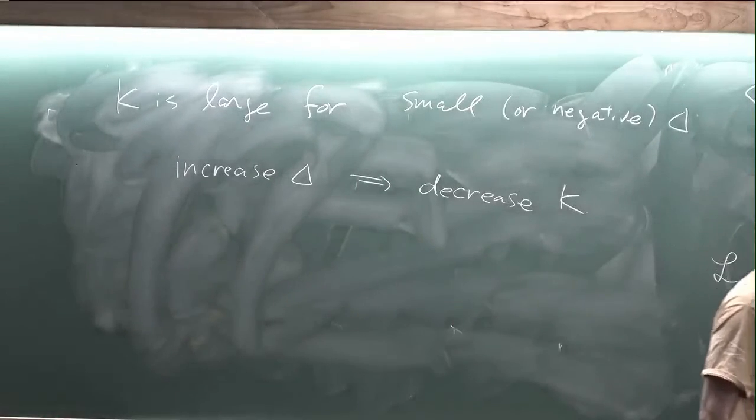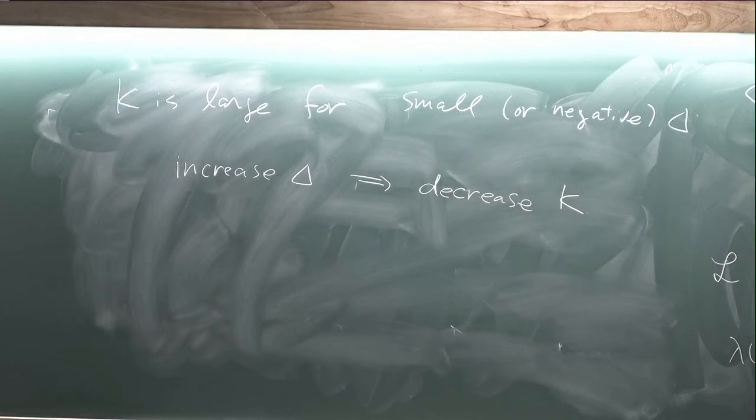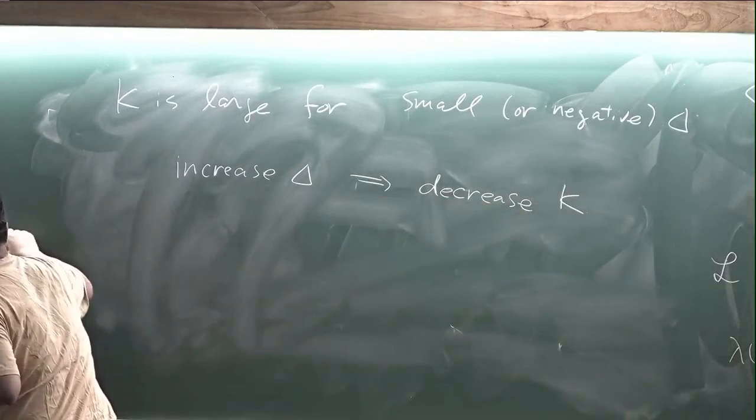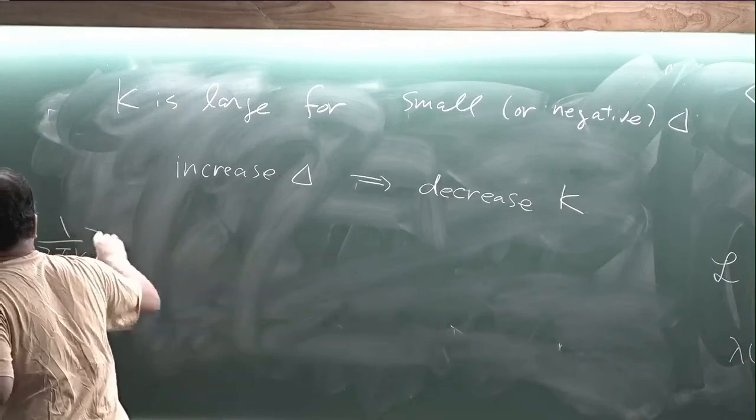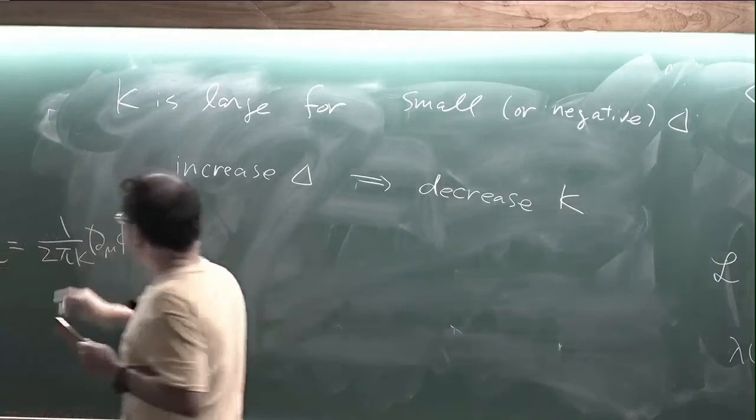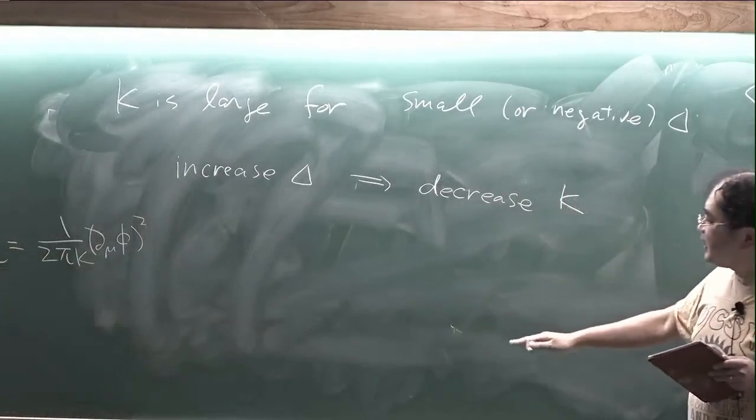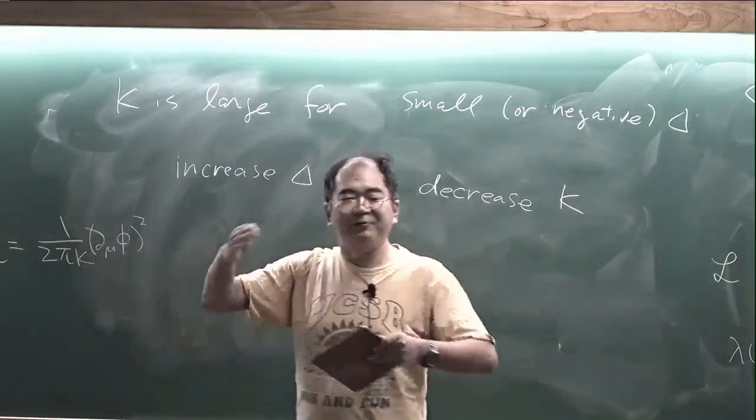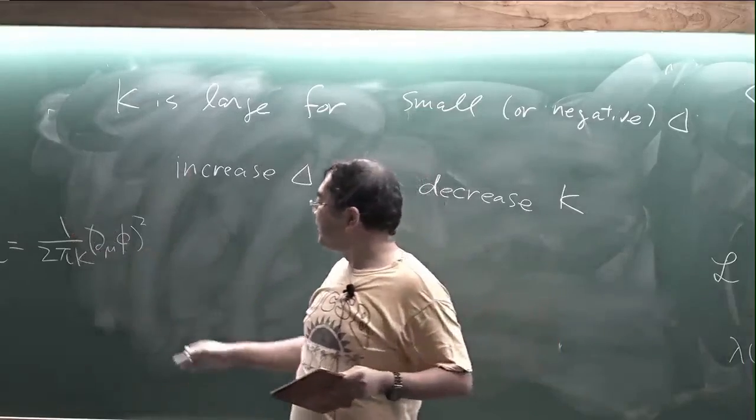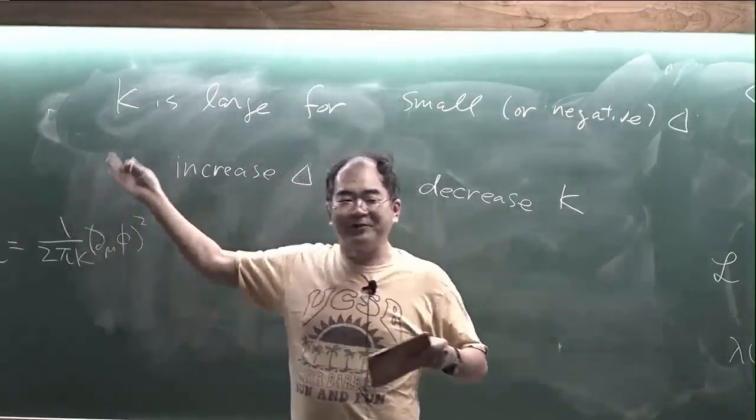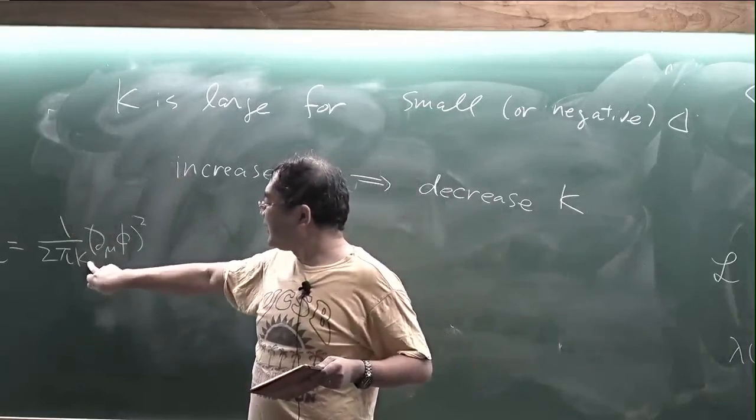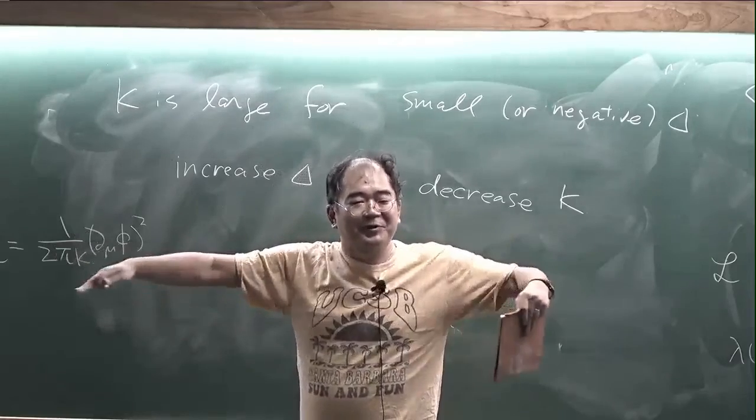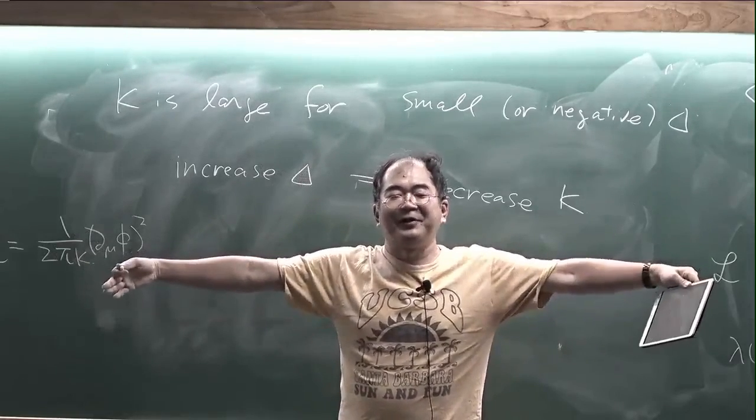So that can be roughly understood because K was defined like a Lagrangian, 1 over 2 pi K times (d_mu phi) squared. That means that if K is large, then this coefficient is small, which means that phi can fluctuate a lot. So for very large K, phi is completely uncertain. But if you go to smaller K, then the coefficient is large, meaning that phi becomes almost constant, at least up to some length scale.